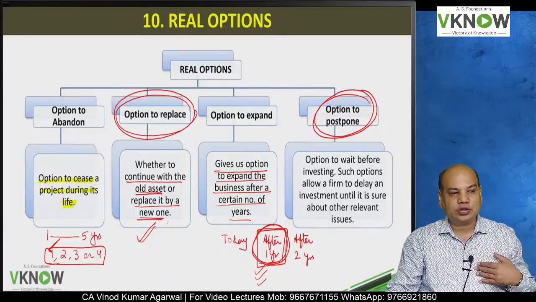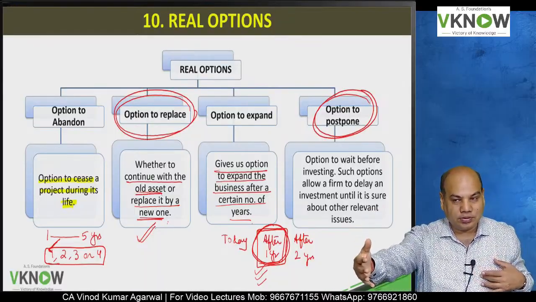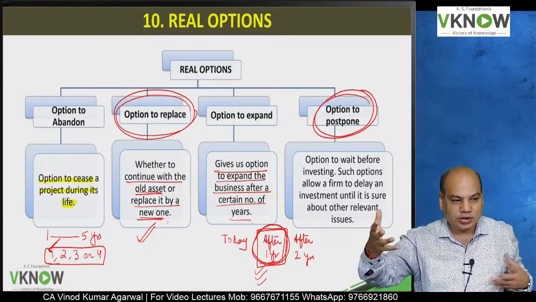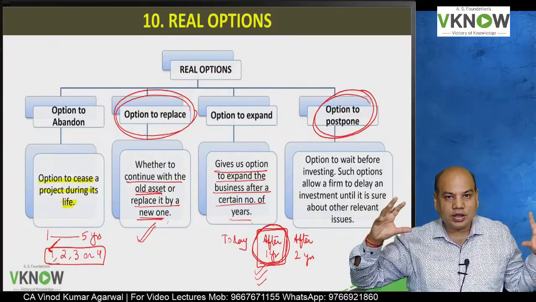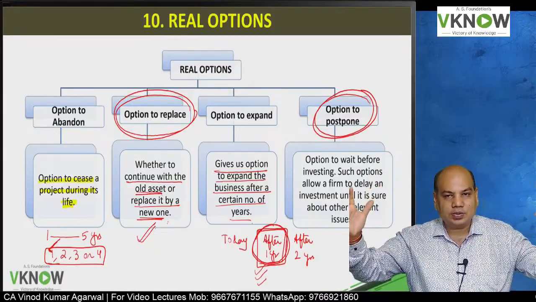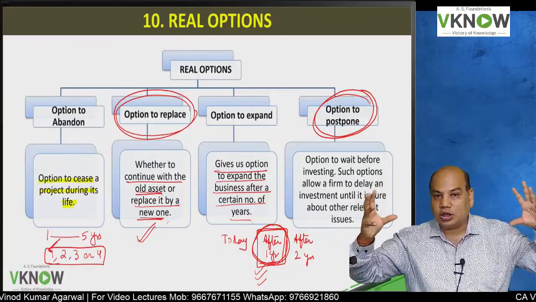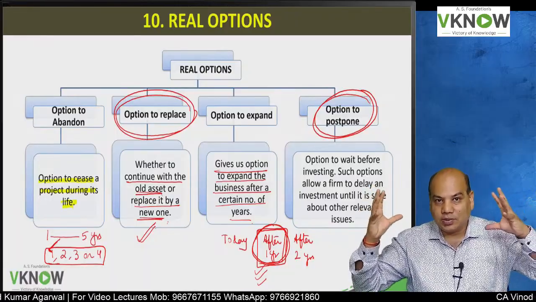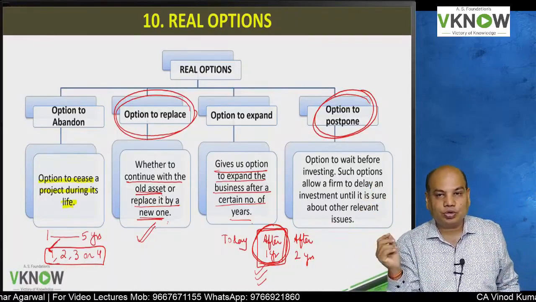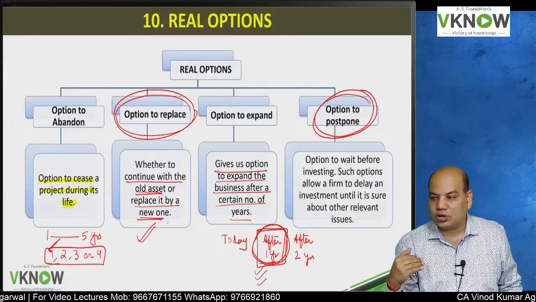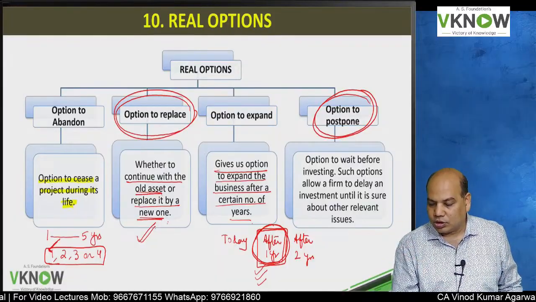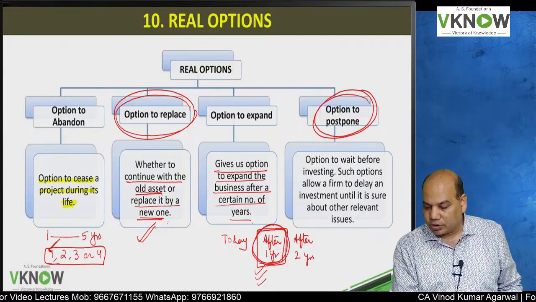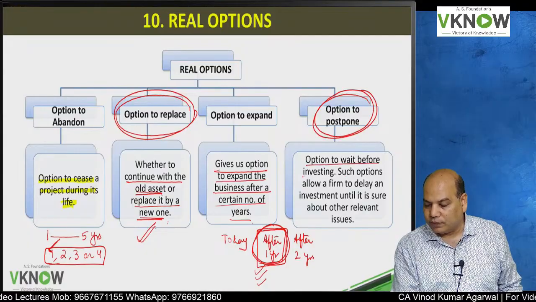You can start a project today. You can start a project next year. If you start a project next year, there is an uncertainty about which party will come into power, because accordingly your project can get impacted. So should you wait for 1 year or should you start now? That is called option to postpone. Option to wait before investing.